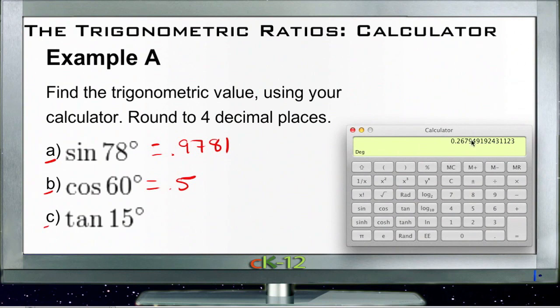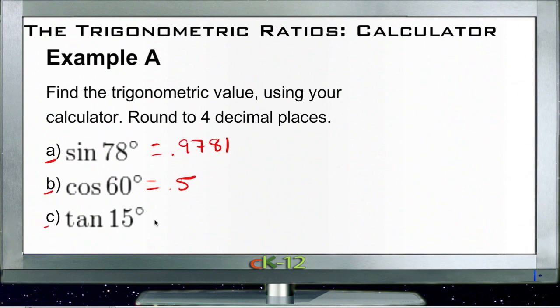0.26794. So again, our last number is 9. We're looking to keep the 4 or not. We're going to obviously not move our 9 because the 4 is less than 5. So 0.2679 is our rounded value. So the tangent of 15 degrees is 0.2679.